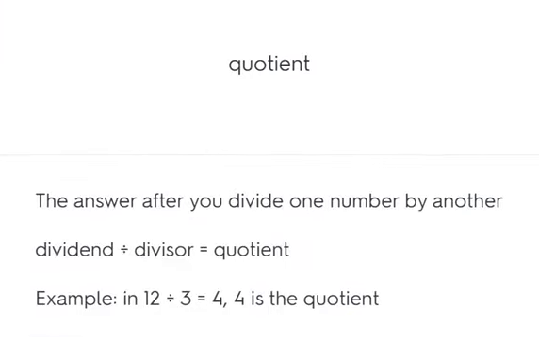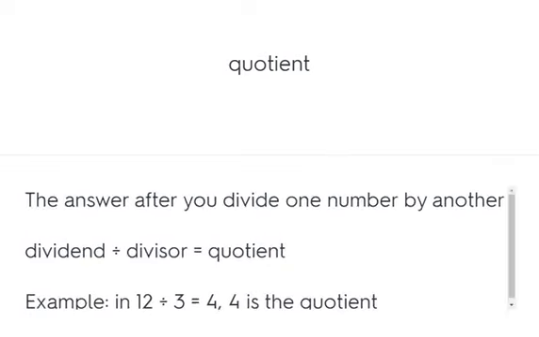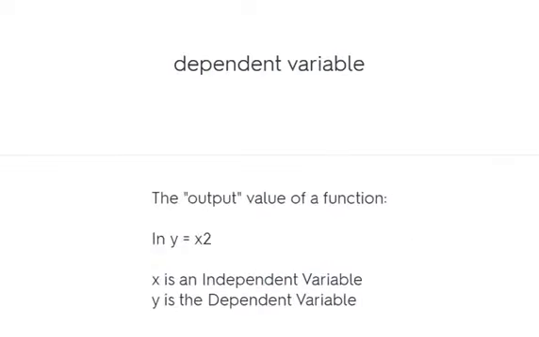Quotient. The answer after you divide one number by another. Dividend divided by divisor equals quotient. Example. In 12 divided by 3 equals 4, 4 is the quotient. Dependent variable. The output value of a function. In y equals x squared, x is an independent variable. y is a dependent variable.